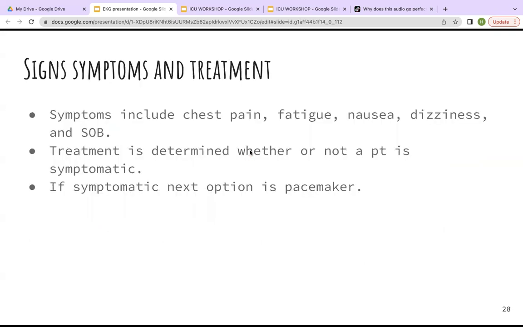Symptoms can include chest pain, fatigue, nausea, dizziness, and shortness of breath. Treatment is determined by whether or not a patient is symptomatic. If symptomatic, we're going to go with a pacemaker.